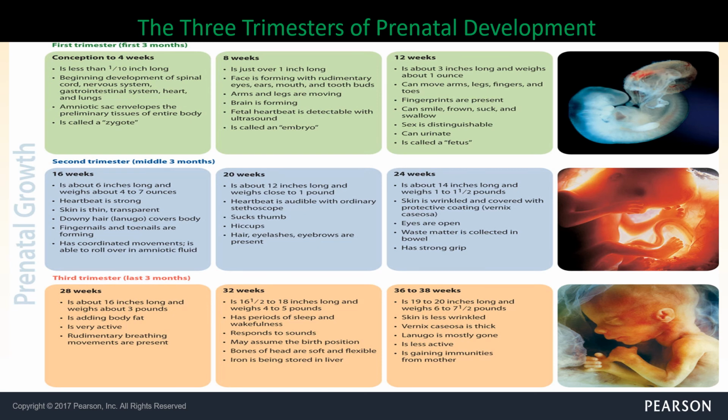And so here we have the 3 trimesters of prenatal development depicted, and it's divided up so you can see what happens in each of the trimesters in 3 different periods of time. So you can take a look at those, and then there's a picture that represents that period there.